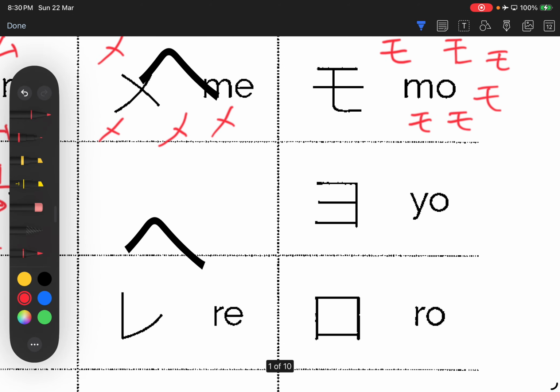Last one, yo. So it's like an E, but you write it in Chinese and inverted. Okay, so we do the first stroke and then stroke down and then the inside strokes. All the strokes should be the same length.